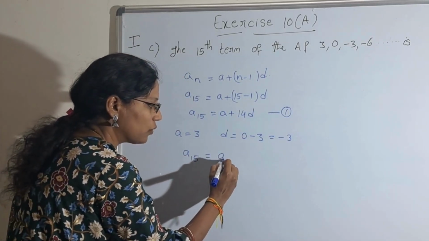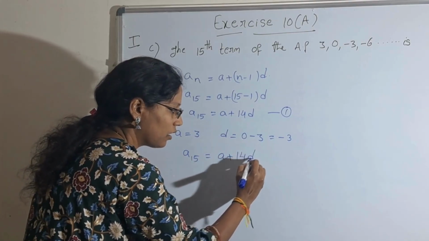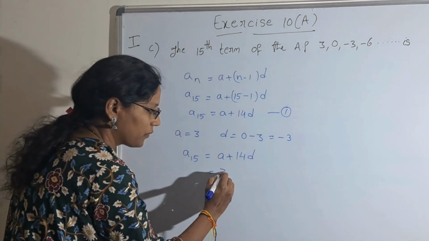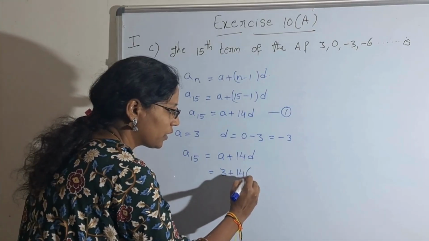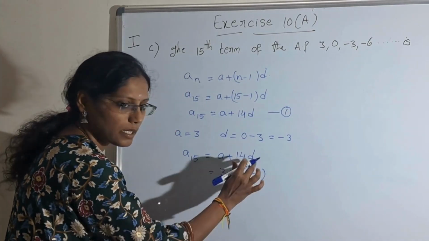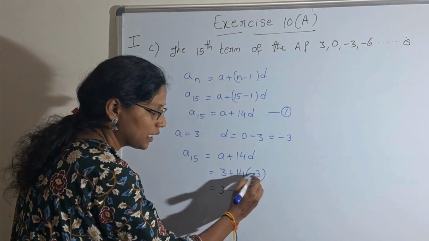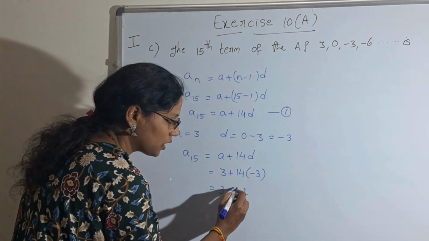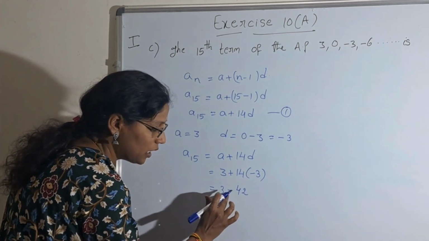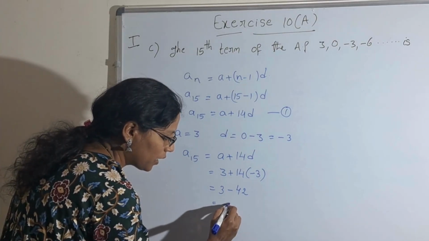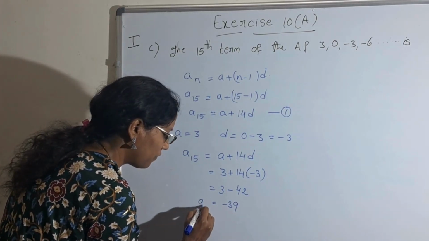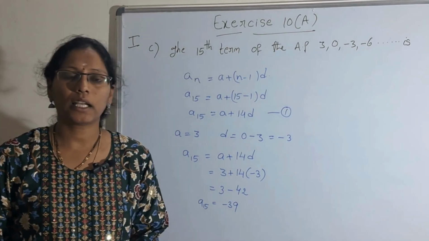A15 is equal to A plus 14D. A value 3 plus 14 of minus 3. 3 plus into minus is minus. 3 4s are 12, 3 1s are 3, 4, 42. Here 3 minus 42 is minus 39. The 15th term is minus 39.